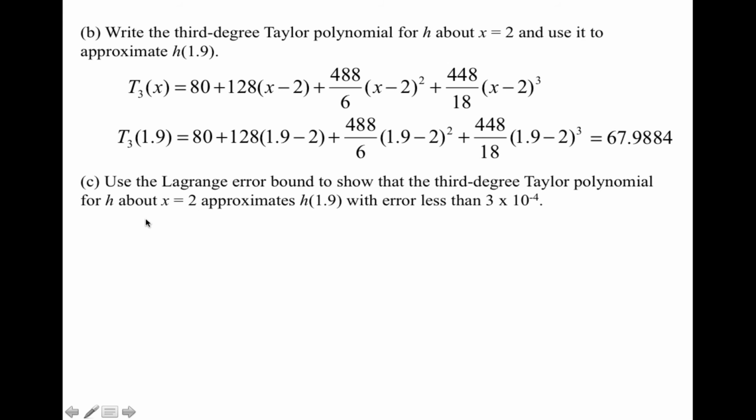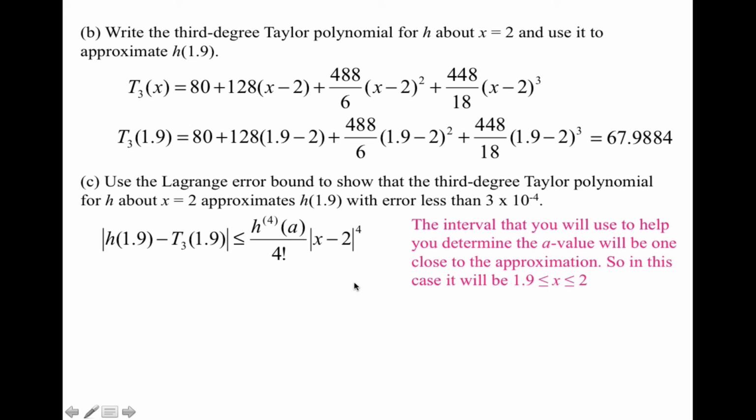Now, for part C, we're going to use the Lagrange error bound to show that the third degree Taylor polynomial for h about x equals 2 approximates h of 1.9 with error less than 3 times 10 to the negative 4. To set up the Lagrange error bound, the absolute value of h of 1.9 minus the third degree Taylor polynomial at 1.9 has to be less than or equal to the next term, which would be the fourth term of a.